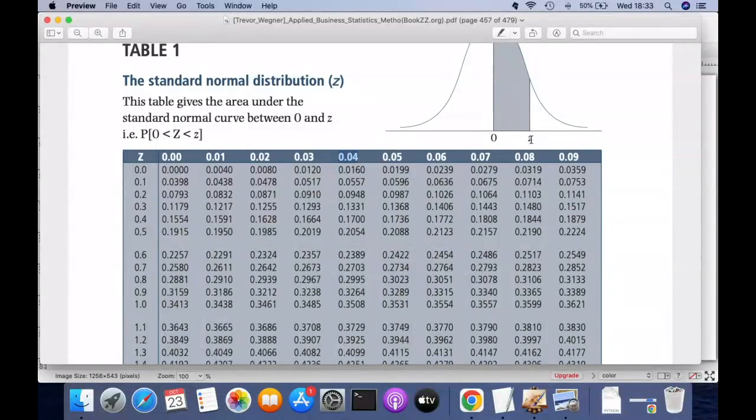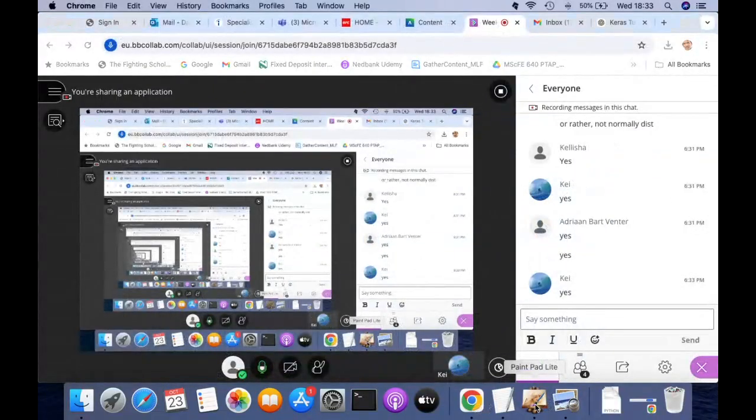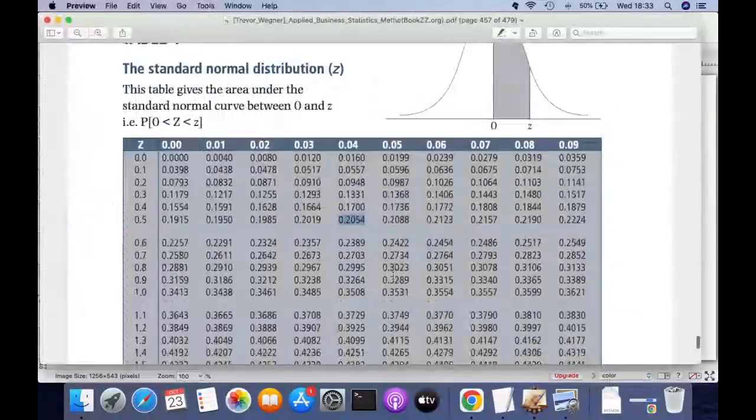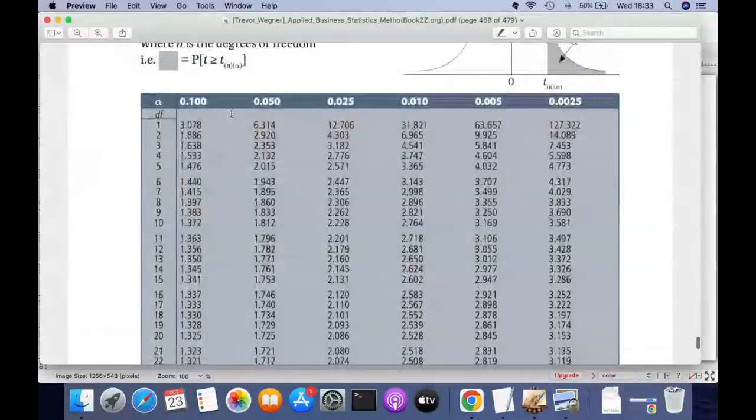That's how we find the z value. Everyone remember that? We're given the area, and you can trace back the value on the z-axis like that. Okay. Now with the t distribution, it's the other way around. Your area is actually given on the top.